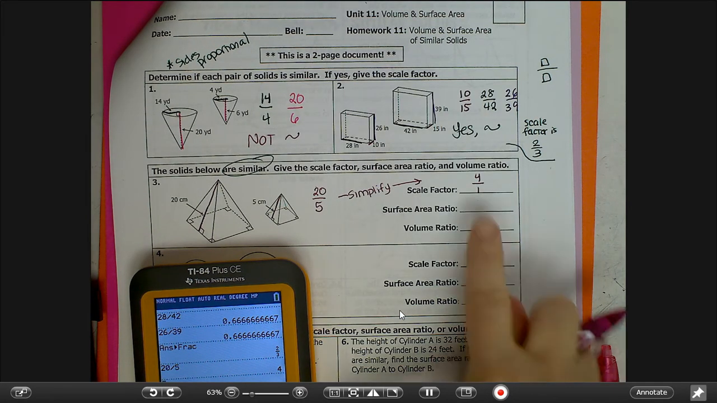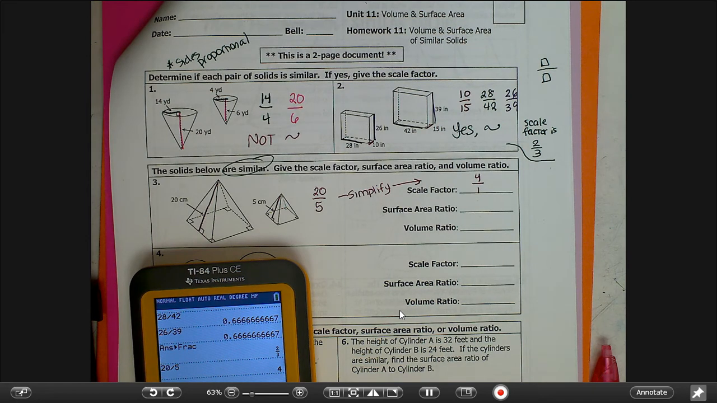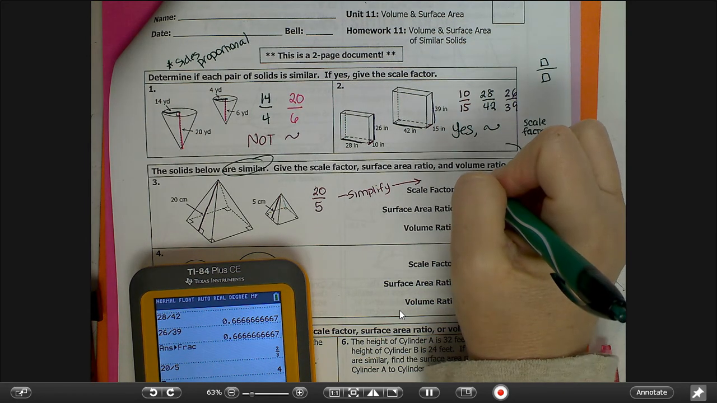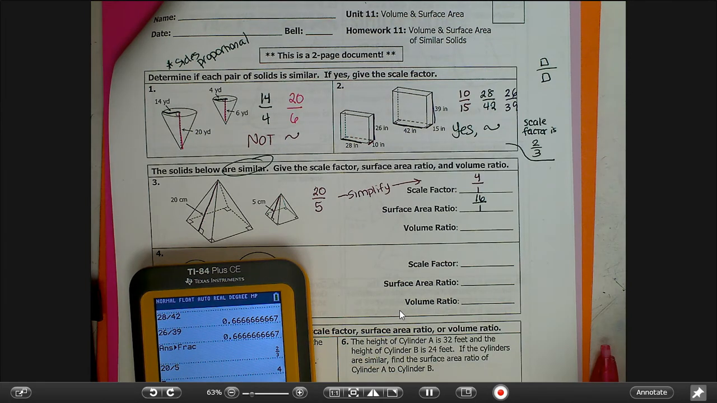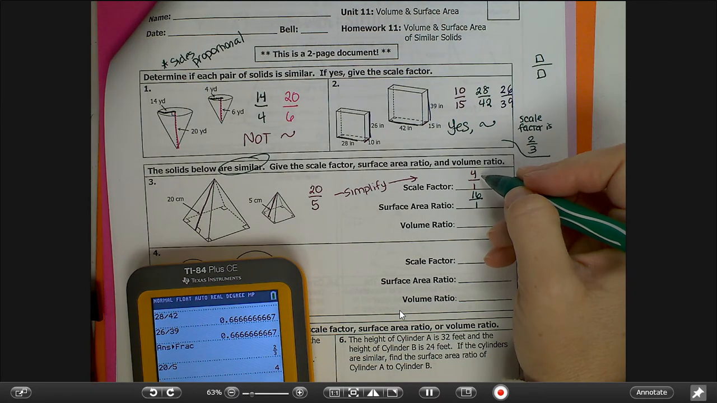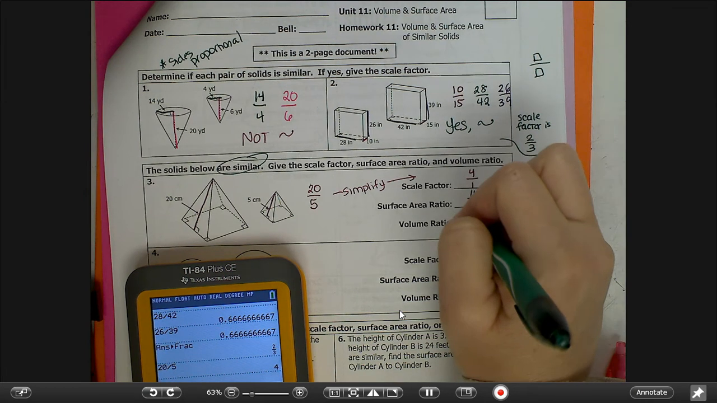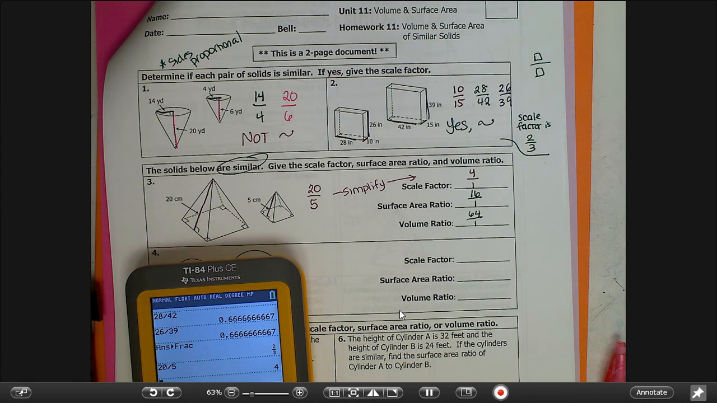All right, now we want to find the surface area, and remember, to find the surface area, use square. So 4 squared is 16, 1 squared is 1. Volume, you go back to the scale factor and you cube it. 4 cubed is 64, 1 cubed is 1.